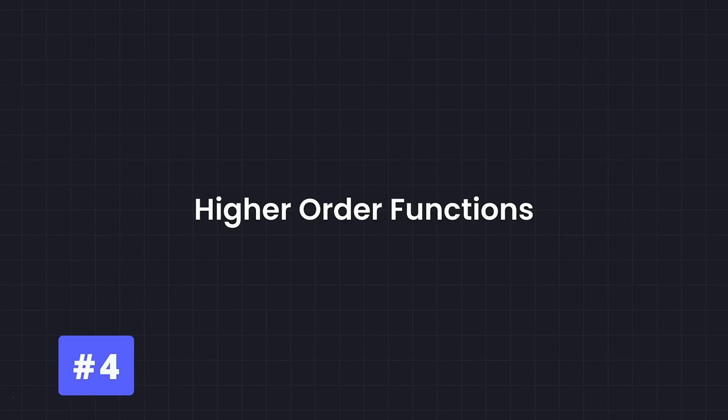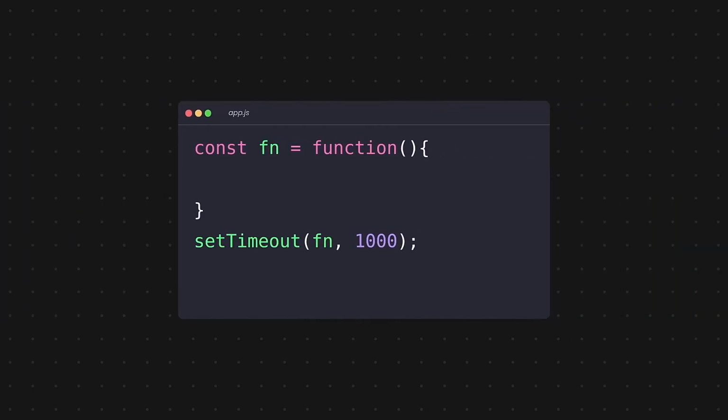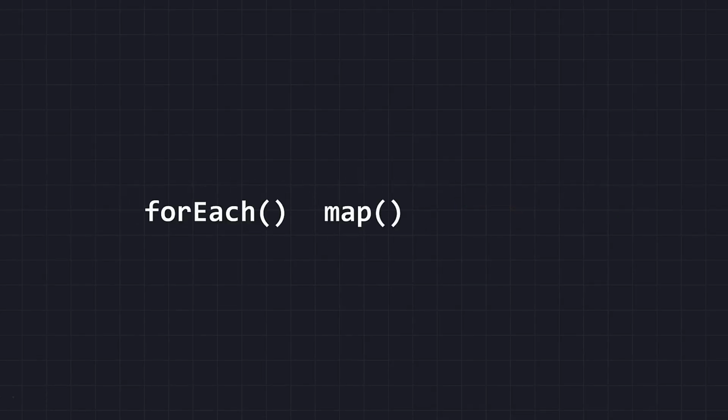Let's talk about higher order functions. A higher order function is simply a function that takes another function as a parameter, or returns a function. This works because in JavaScript, a function is just a normal value. You can store it in variables or pass it to other functions. JavaScript uses this idea everywhere, for example with array methods like forEach, map, or filter.